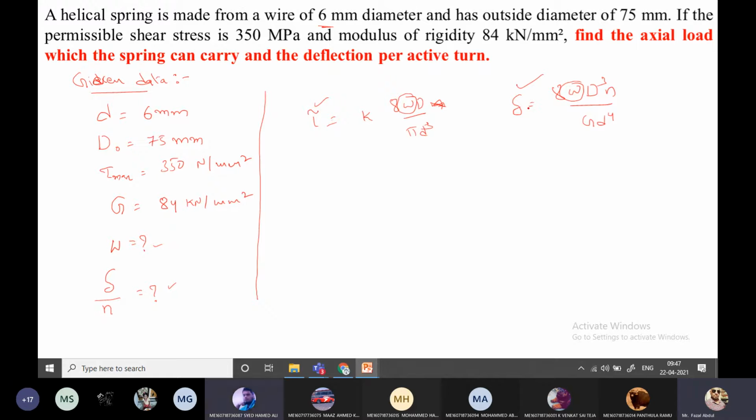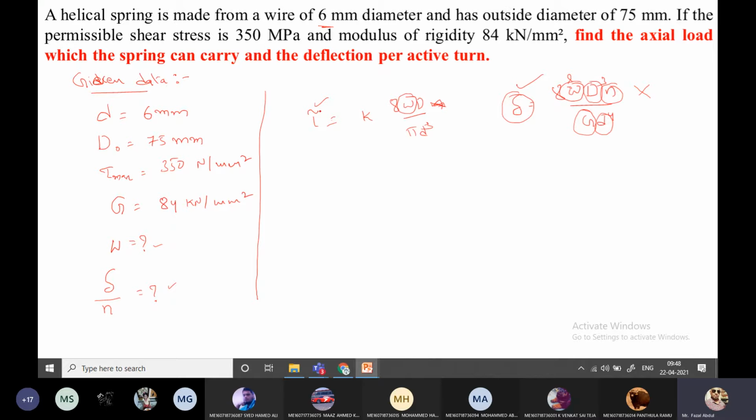See here, if it is the second equation, delta, the deflection value, we don't know, and the n value we don't know, and the W value also we don't know, that is the question. The G value is given, small d, the wire diameter, is given, capital D is not given. So these many unknowns are there, so this equation is not suitable for calculating this answer.